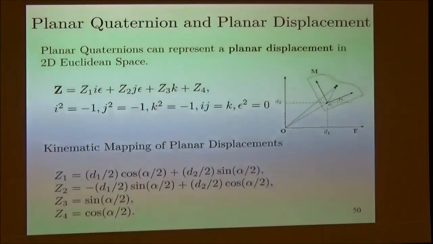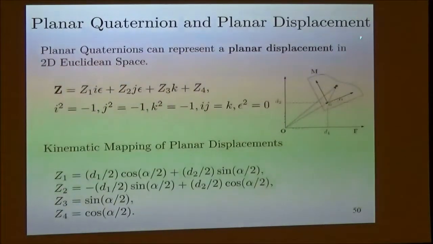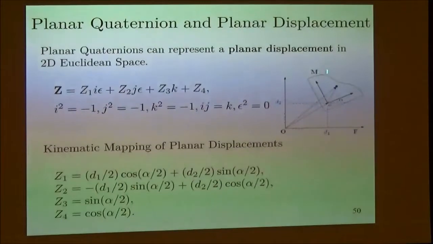Now, this is actually nothing new. Even if you don't remember this, you can easily obtain this from the dual quaternion representation. Because a planar displacement is nothing but a rotation. If this is a displacement happening in our xy plane, it's basically a rotation about the z-axis. So we know that's the rotation. We know the angle of rotation. We know the translation vector.